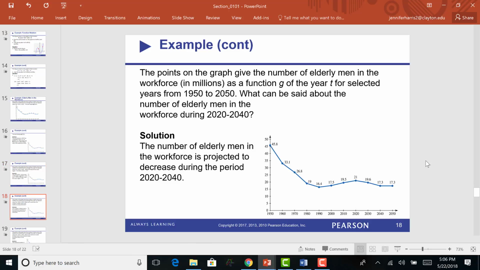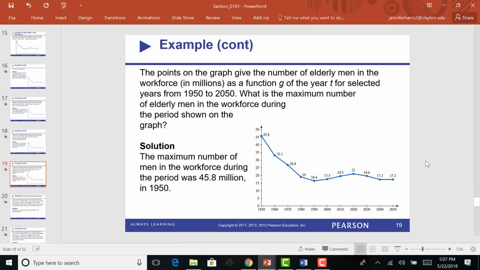All right, same graph. What can be said about the number of elderly men in the workforce from 2020 to 2040? It's decreasing. So maybe all the young people started to take up the slack for their grandparents. Is that what happened? Just joking. Don't know what's going to happen in 2020. So we got over 20 years to think about it, but that's declining.